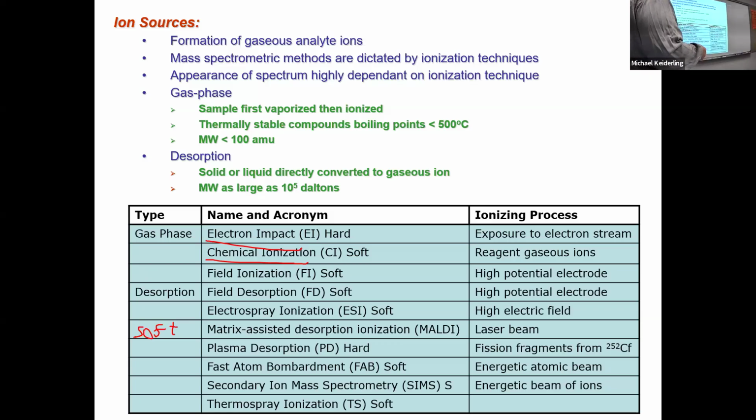This involves exposure to an electron beam or reagent gaseous ions. And there's electrospray ionization, which is soft, and field desorption. There are gas phase and desorption methods. Gas phase methods act on a gas. Desorption methods act on a solid material and cause it to spray off. So then there's field desorption, electrospray ionization, and matrix assisted laser desorption ionization. Those are all soft. Plasma desorption is hard. Fast atom bombardment is soft. Secondary ion mass spectroscopy is soft. And thermospray ionization is soft.